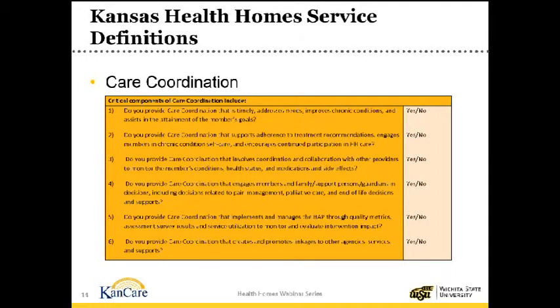So the second core service, care coordination. Again, stepping back, how we would explain this, it's making sure that the members are getting the right services at the right time. Now, obviously, it's a little more in-depth than that, but for those of you that are just starting, think of it in those terms. So question 1, do you provide care coordination that is timely, addresses needs, improves chronic conditions, and assists in the attainment of the member's goals? Yes or no? Question number 2, do you provide care coordination that supports adherence to treatment recommendations, engages members in chronic condition self-care, and encourages continued participation in health home care? Yes or no?